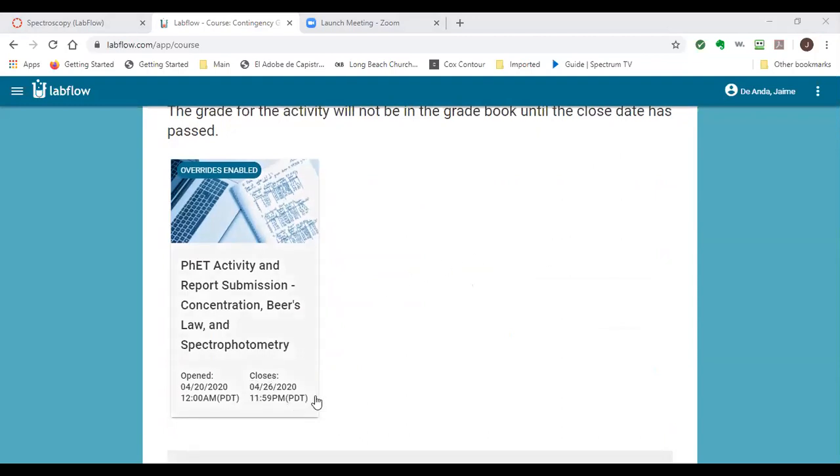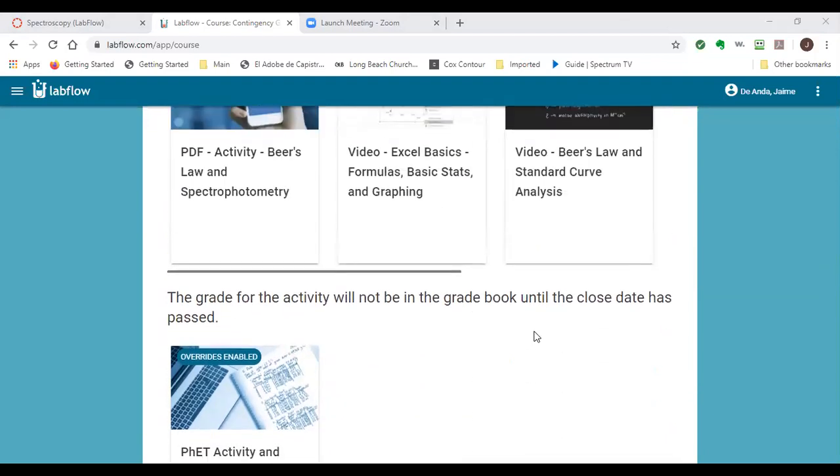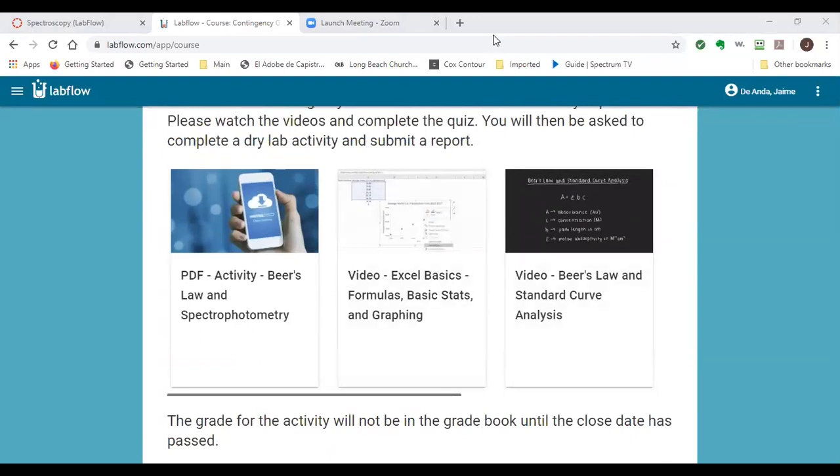Now, be aware that it'll close Sunday at midnight, so I would start working on this, if not today, as soon as possible, because there are several activities in here. The other thing to keep in mind is that because it's provided by another publisher, they have their own rubric in place, and it's going to give you points and stuff like that. Just get it done.